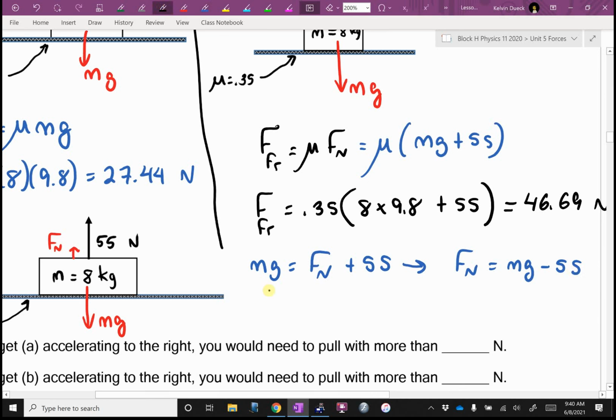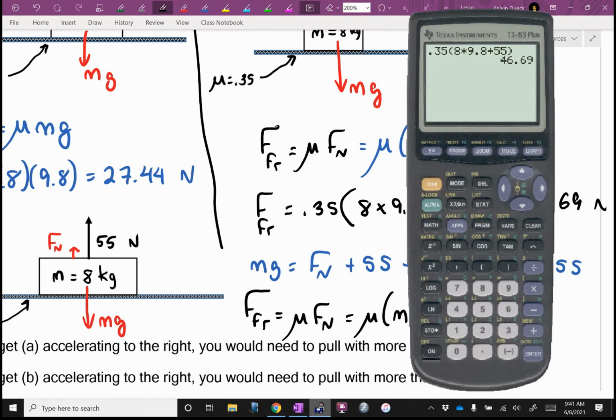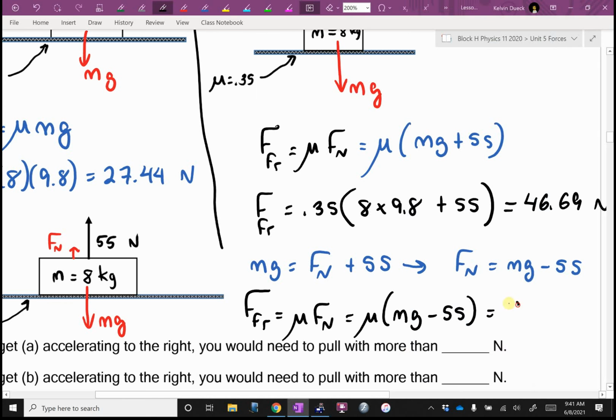And now I can calculate the force of friction. Friction is going to be mu times the normal force. It's going to be mu times mg minus 55. I'm lucky, I've got a good calculator that lets me backspace. I think all I need to do is change the plus sign to a minus sign, and I'm good to go. And I get 8.19 newtons.